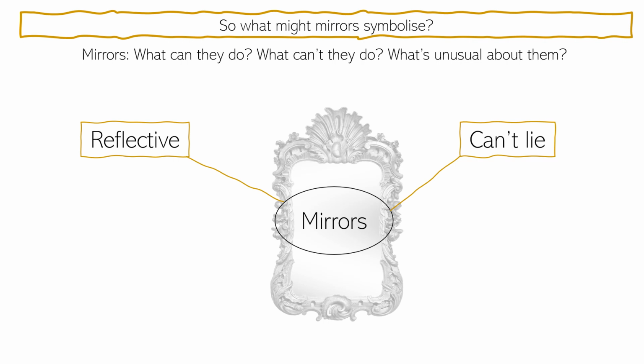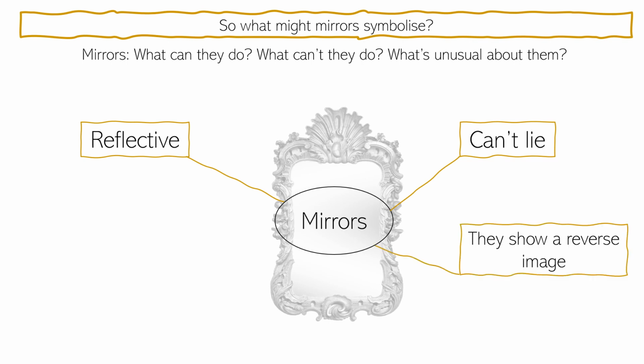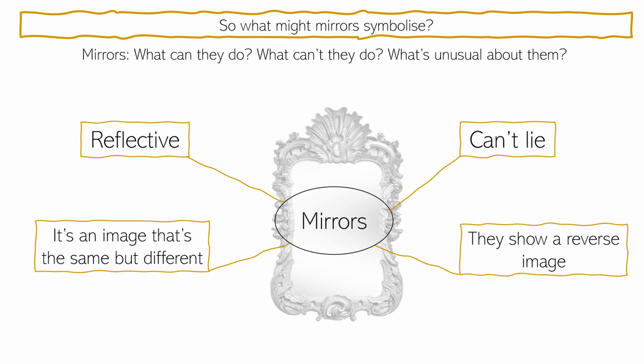What else can they do? What can't they do? They can't lie. They're reflective. They show a reverse image, don't they? What we see in the mirror is a reverse image. It's flipped. One more thing. It's an image that's the same, but it's different. You might have got that instead of reverse image.